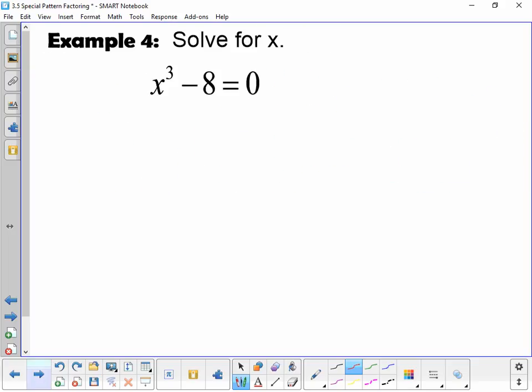Okay, skipping this. All right, so now we get to the real fun part, solving. If we have an equation like this, x to the third minus 8 equals 0, we want to solve for x.